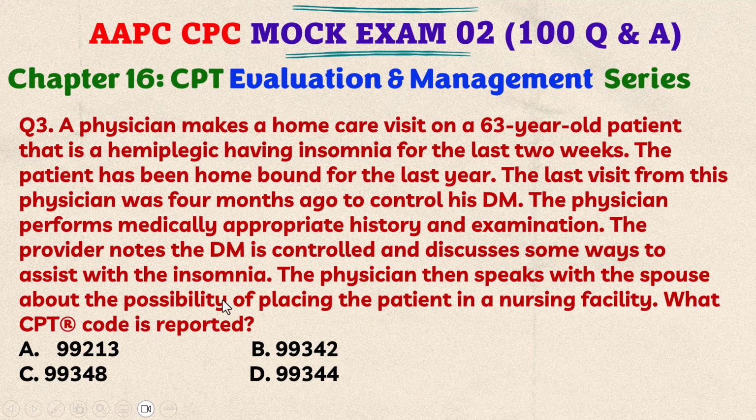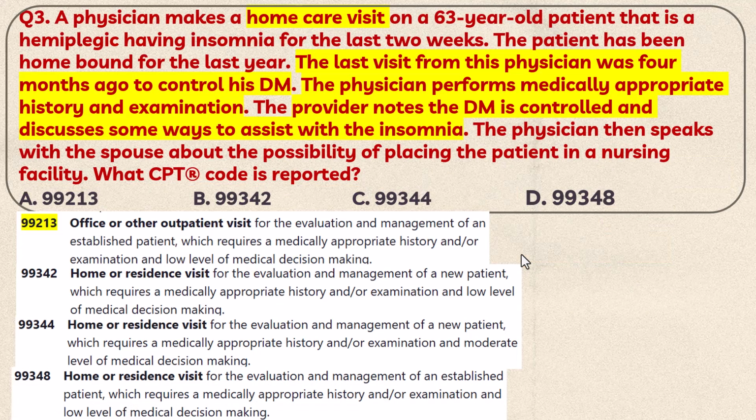There are 4 answers available. Take your CPT code book and find the answer. Here you have to highlight that this is a home care visit and the last visit from the physician was 4 months ago, so this is an established patient. The physician performs a medically appropriate history and examination. Provider notes diabetes is controlled and discusses some ways to assist with the insomnia. It's like a low level of medical decision making. Once you look at the answers, all are relatively adjacent codes, so you can use the elimination method for the exam. Code 99213 is an office or other outpatient visit, so that is not possible here. It's a home care visit.